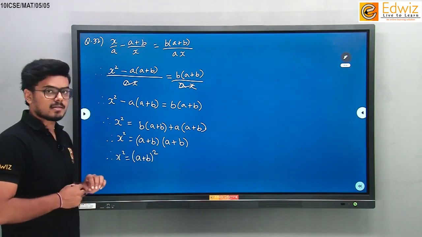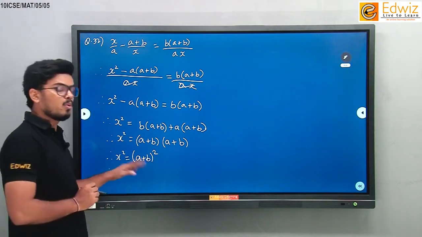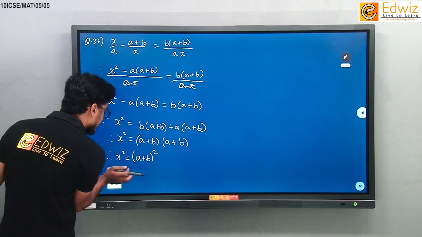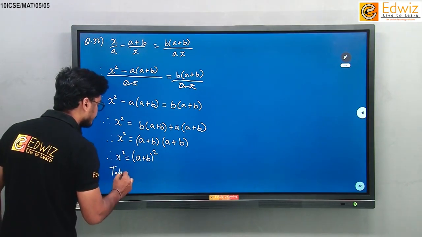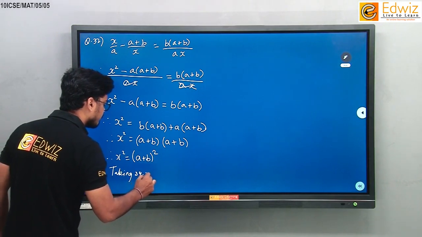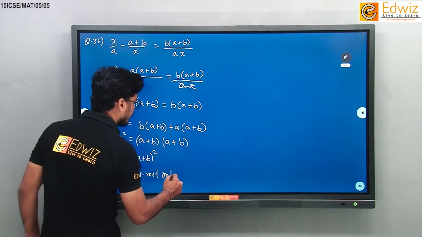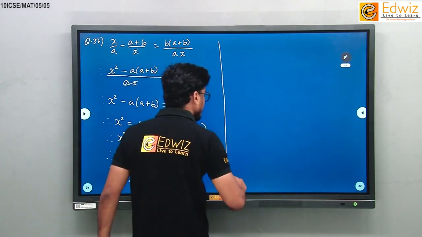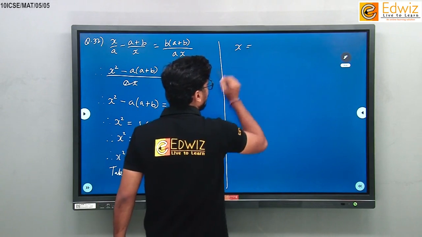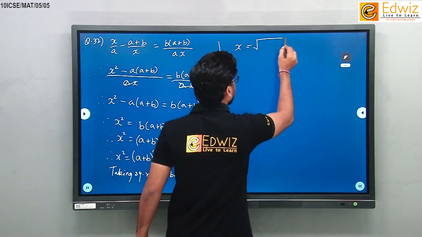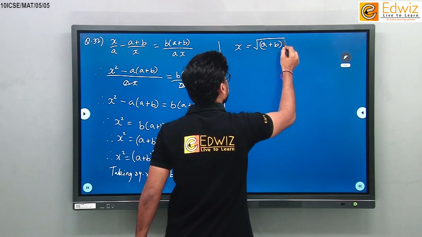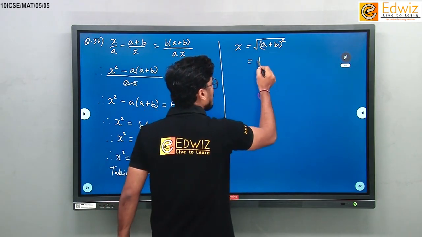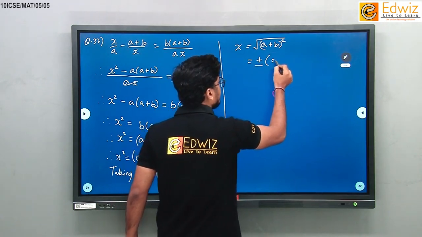Okay, which means x, if I take square root on both sides, so I'll just write that taking square root on both sides, on the left side you will get x, okay, square root of x square equals to, here you are getting square root of a plus b the whole square. Okay, square root भी है और square भी है. So the result is positive or negative a plus b.